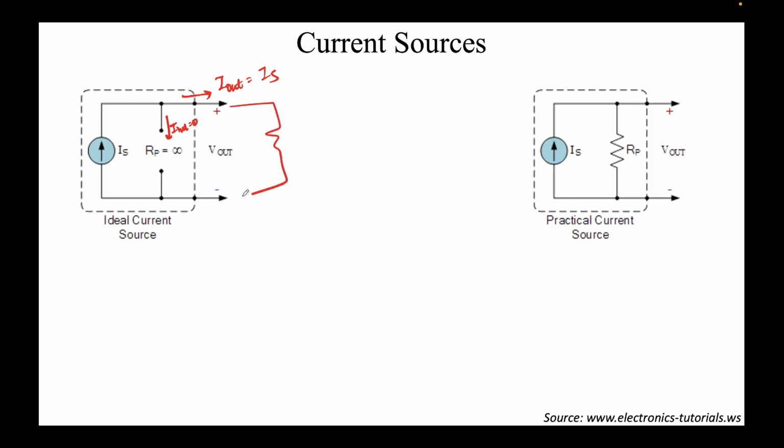So we are applying some load here. Let's assume it's a resistive load. It can be a capacitor, it can be anything, but for simplicity let's assume RL. So the current that is being supplied to RL will exactly be equal to IS.